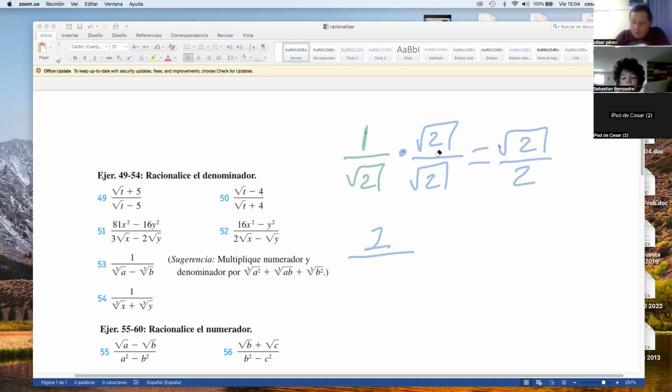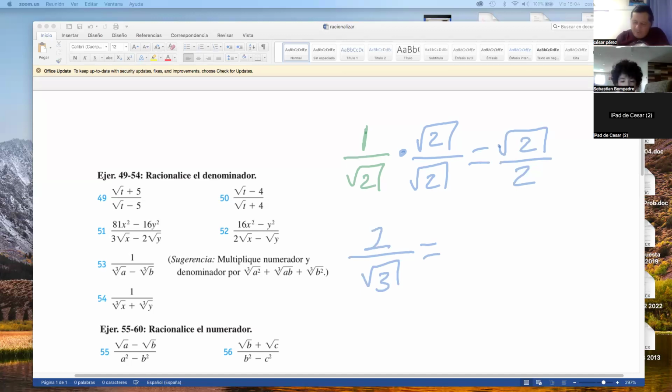For example, we are going to work with 2 over the square root of 3. We need to get rid of the square root in the denominator.